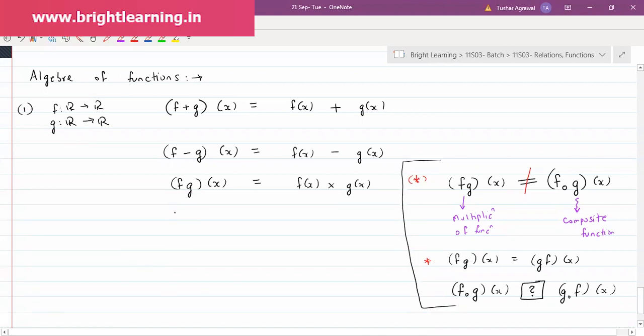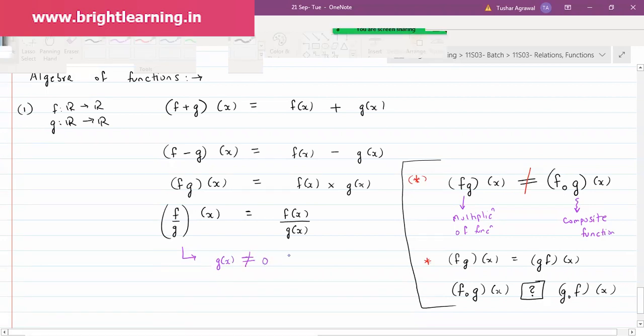And f upon g, f by g of x, what will it be? f by g of x will be f of x upon g of x. You just have to make sure, in order for this to be defined, that g of x is not equal to 0. That's it. So now this is algebra of functions.